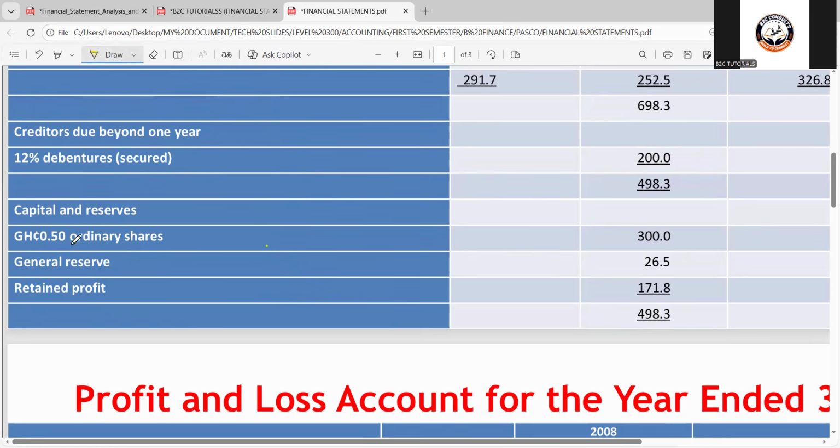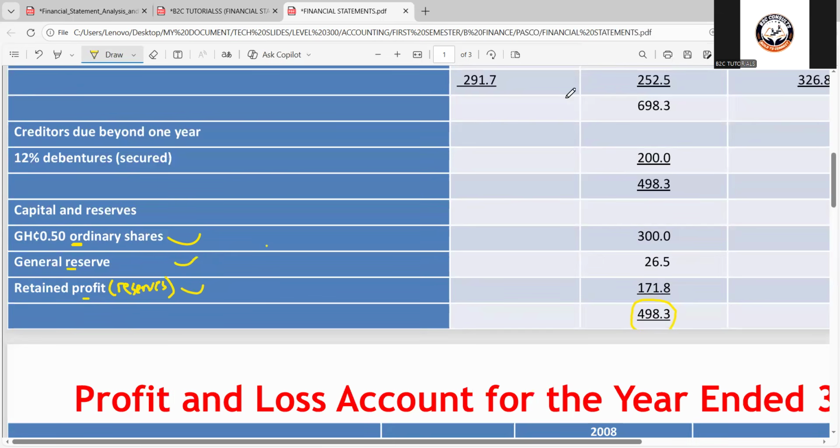What belongs to the owners is their shares that they have contributed, the reserve that they have contributed, and then anything like retained earnings. Retained earnings, I told you another name could have been reserves, because it is money that you are setting aside. Now, if I add this, this, and this, it is the monies that belong to the ordinary shareholders, that is, the shareholders of the firm. So this 498.3, these are monies for the ordinary shareholder.